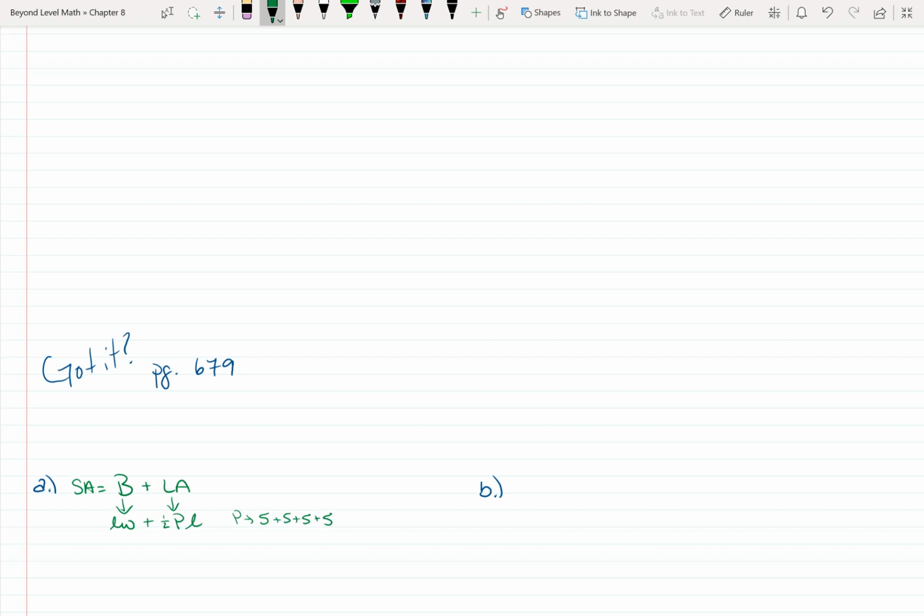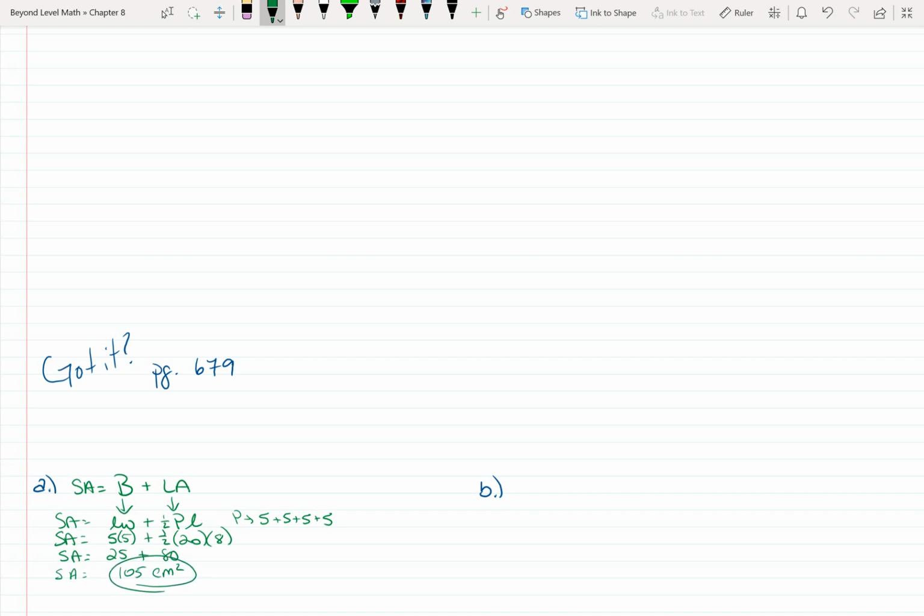And that's our perimeter. And our length and our width, since it has a base length of 5, the length is 5, the width is 5. So 5 times 5 plus 1/2. The perimeter is 20, and it says the slant height is 8. Alrighty, surface area equals 5 times 5 is 25. 1/2 times 20 is 10. 10 times 8 is 80. 80 plus 25 is 105, and it's centimeters squared.